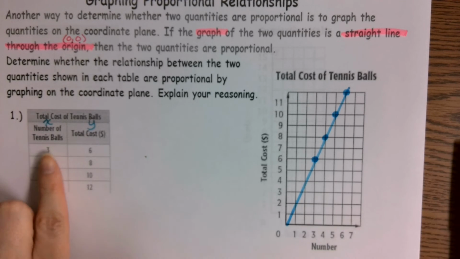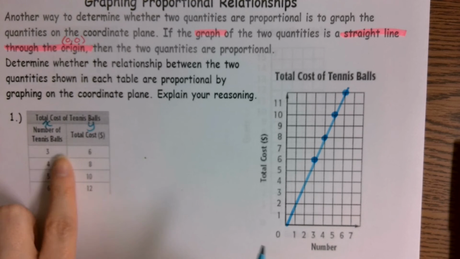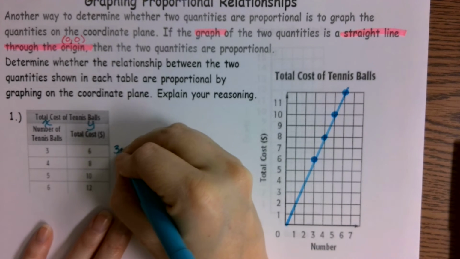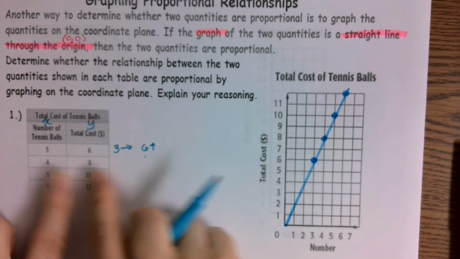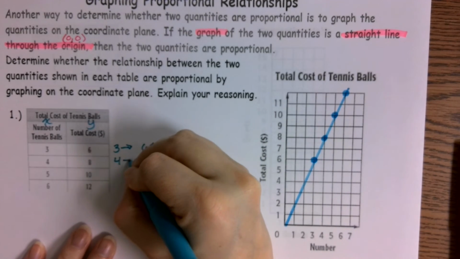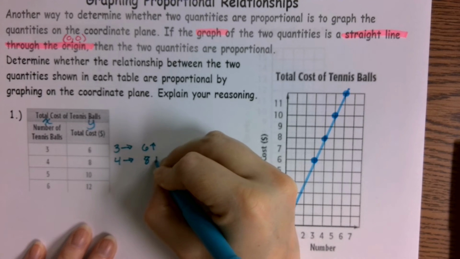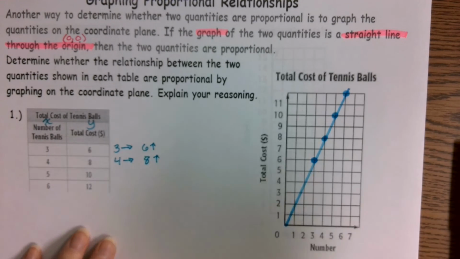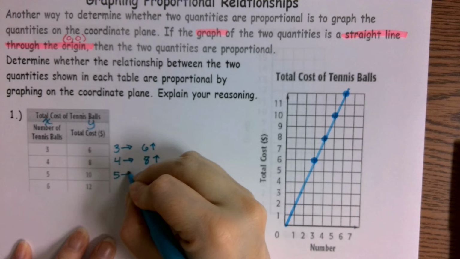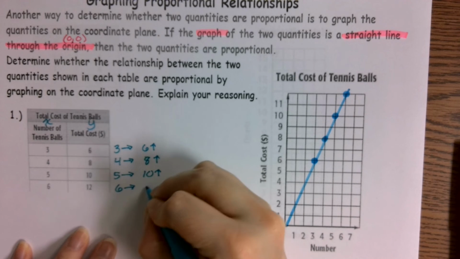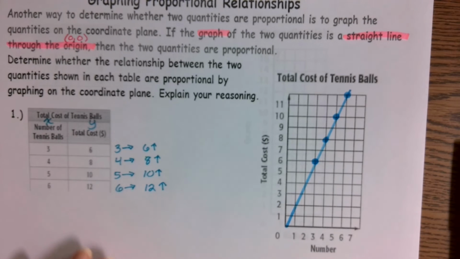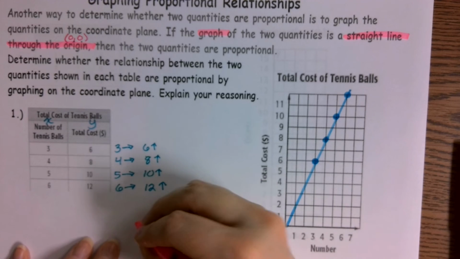And again, to graph this, if we're looking at the point 3, 6, that means we're going 3 units to the right and then 6 units up. 4, 8 means we're going 4 units to the right and 8 units up. Okay, 5 units to the right and 10 units up. 6 units to the right and 12 units up. Okay, that tells us the direction that we're actually moving. And this is a proportional relationship.